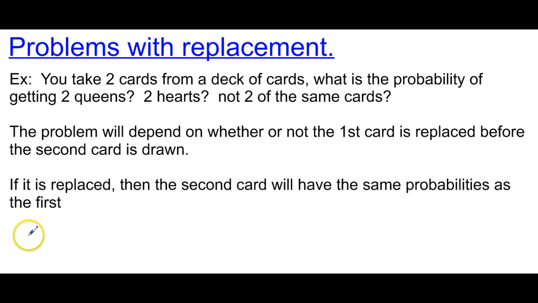So now we're going to talk about with replacement and then without replacement. The first part is with replacement. Let's look at an example. If you take two cards from a deck of cards, what is the probability of getting two queens, two hearts, or not two of the same cards? This whole problem depends on whether you take the first card that you picked and put it back into the deck, and then the second card is drawn. If it is replaced, then the second card will have the same probabilities as the first card.